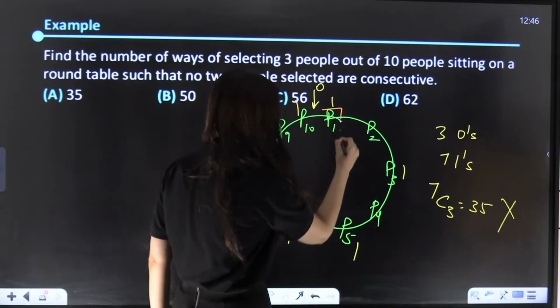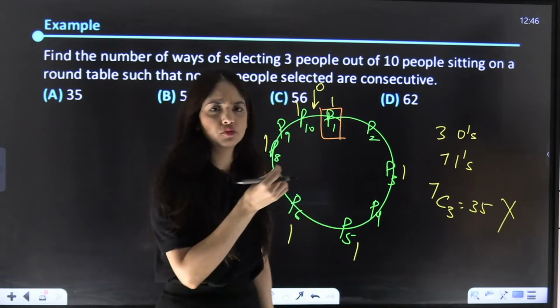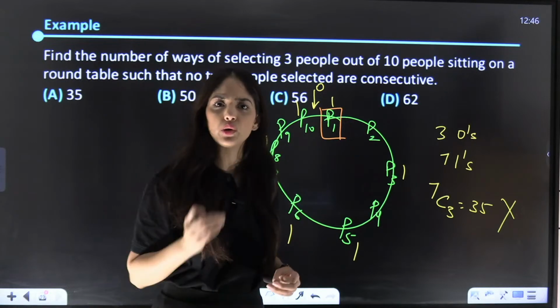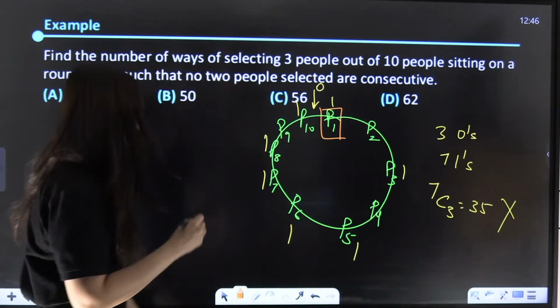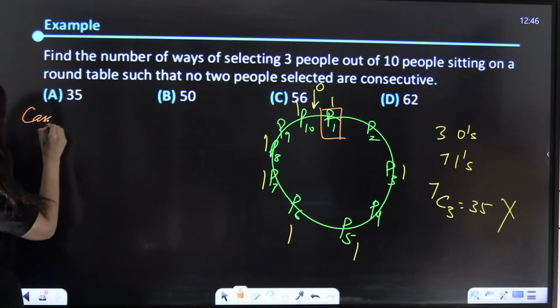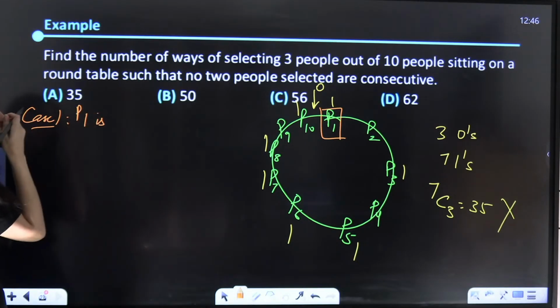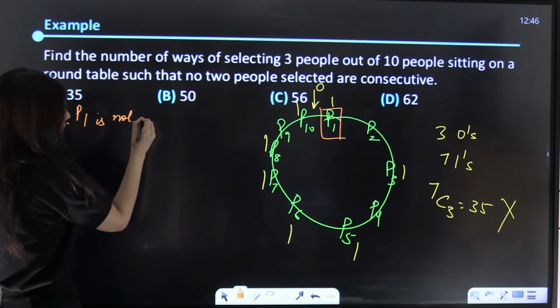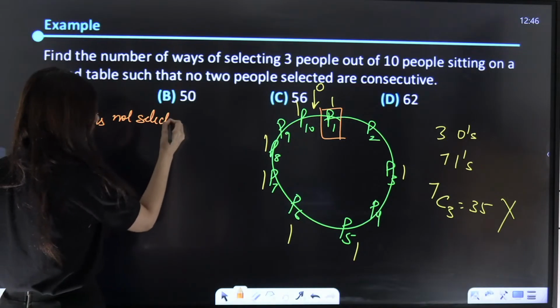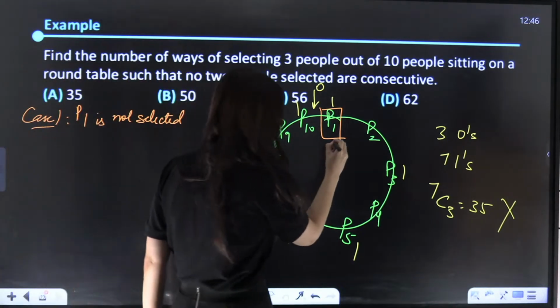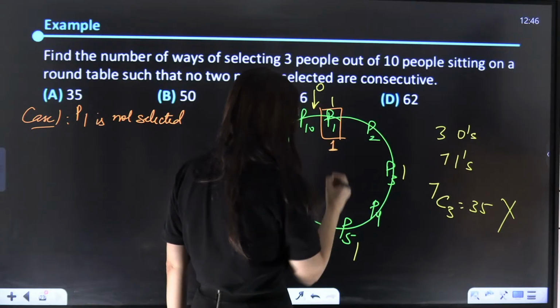We number all the people, and for the first person, we take 2 cases. Case 1 is, T1 is not selected. Okay, that means we are giving this P1 a 1.